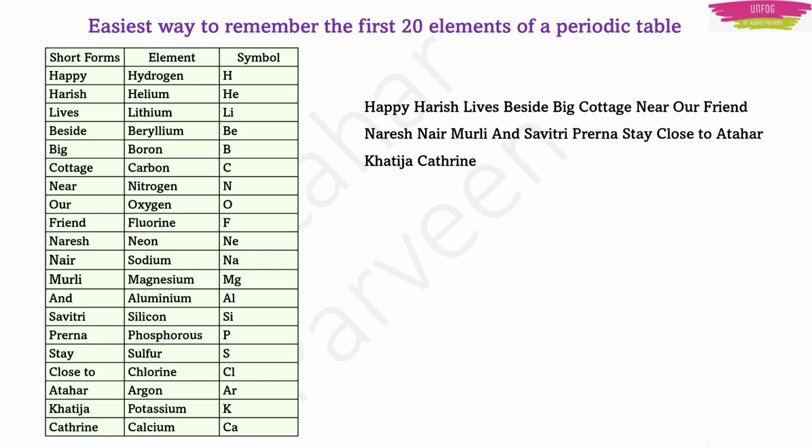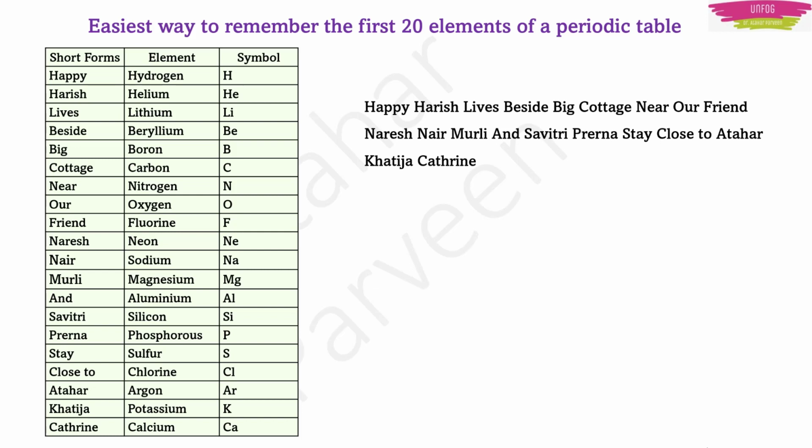For example, you can learn the first 20 elements like this. What I have done is I have made some sentences, and for every word, the first letter, the first alphabet, is giving you the first letter for the element. Like I have made this, see here. Happy Harish lives beside big cottage near our friend Naresh Nair Murli, and Savitri Prerna stay close to Atahar Khatija Catherine. So this is one sentence. If you can learn this sentence, it will play like a mnemonic for you to remember the first 20 elements of the periodic table.